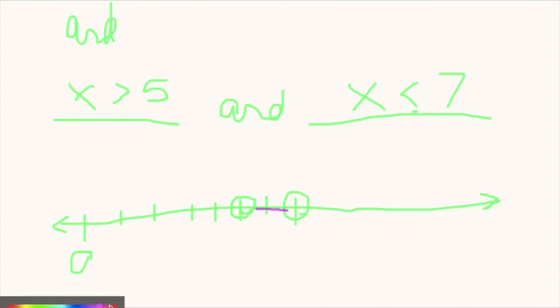So our answer for x is greater than 5 and x is less than 7 is going to be like this. And that's 5 and that's 7. So when we're doing "and" questions, there are going to be closed segments on the line like this.